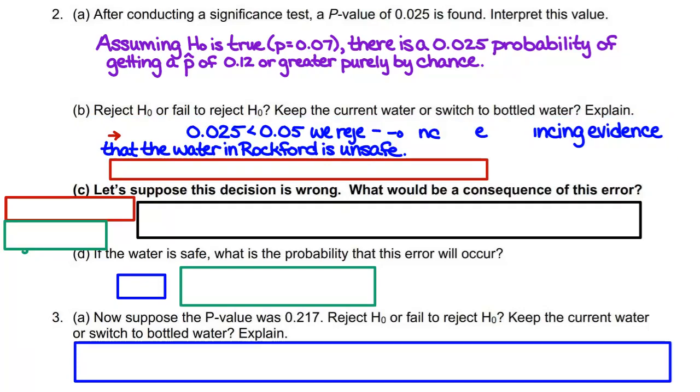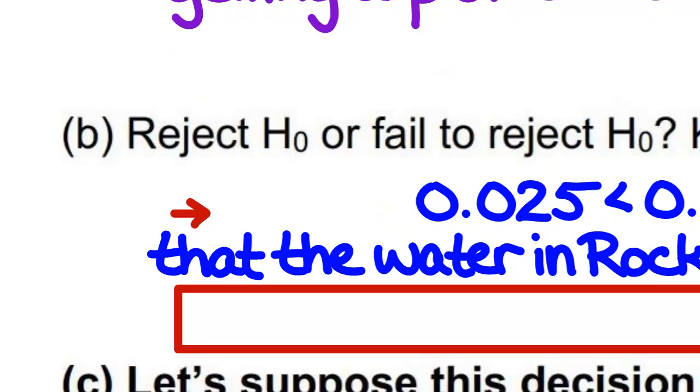There's a couple different ways. Oh, part of my stuff disappeared. So because, I don't know why my words disappeared here.